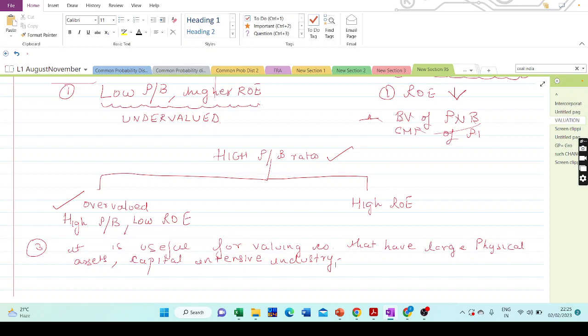Because intellectual property and brand name are not reported or accounted for when we calculate book value. Even for Apple, we can't use price to book value, because Apple also has a lot of intellectual property. All the iPhones it manufactures are outsourced; it's only using its intellectual property. iPhones are usually manufactured in China, so it's outsourcing most of its production. So it has a lot more intellectual property than physical property, and that is why price to book value won't be appropriate for valuing such companies.